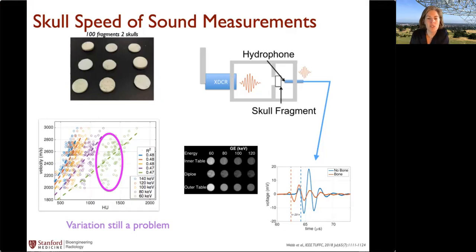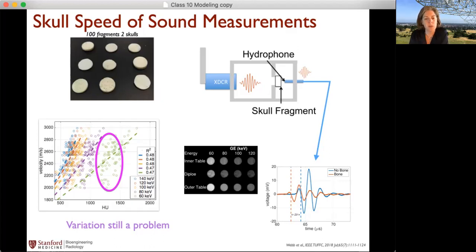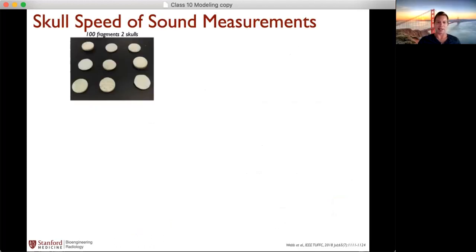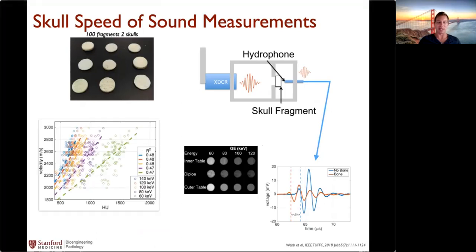All right, so this was just how we measured our speed of sound. And then using these relationships now, we can assign the speed of sound to every voxel based on our CT Hounsfield units. So Kim, it looks like from your graph or from the plot that you'll have more accurate measurements with more dense skulls. Is that correct?